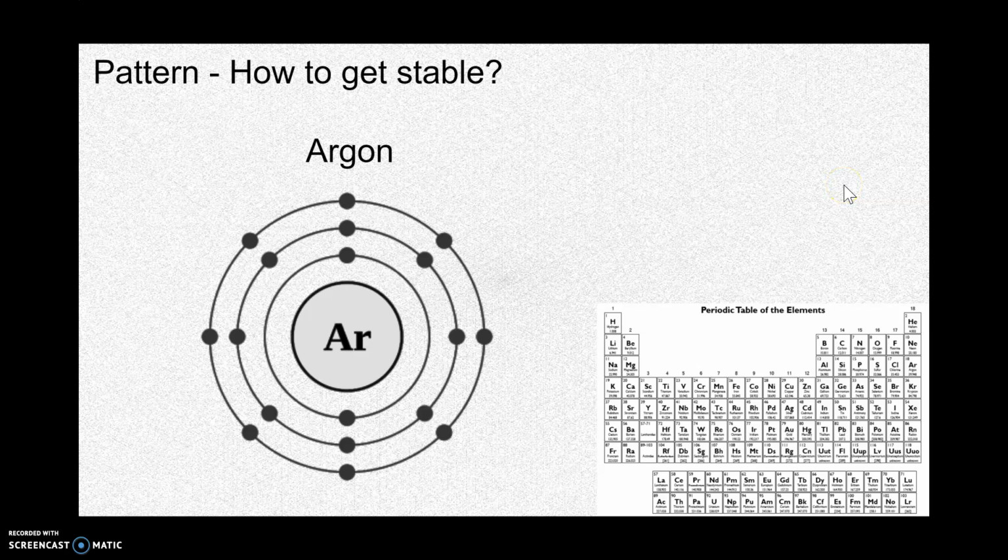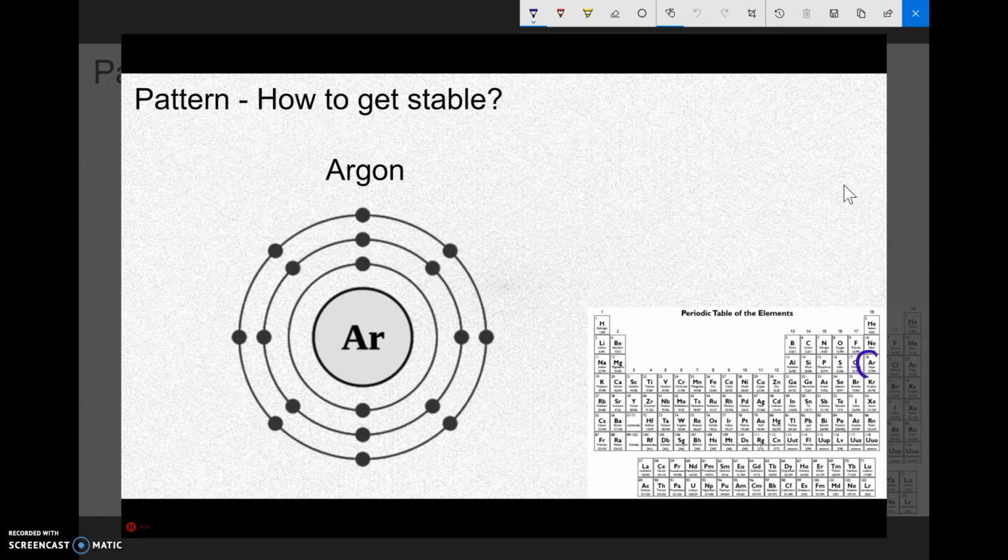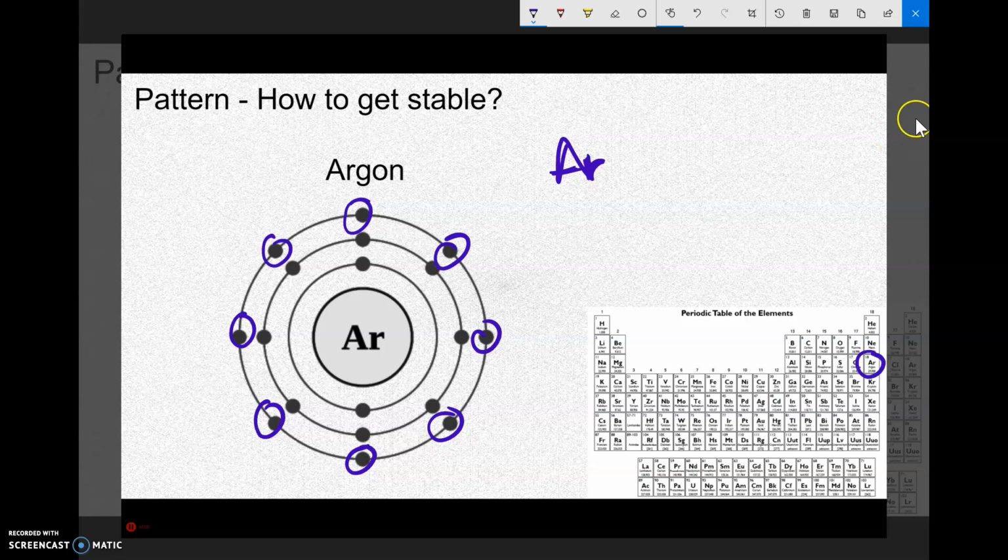Okay, last one is argon. Here's argon. It's in group 18, so it has 8 valence electrons. Let's just double check: 1, 2, 3, 4, 5, 6, 7, and 8. So argon doesn't want any more. It already has 8, so argon is just going to stay as argon. It's not going to want to lose or gain any electrons. And that's why, with noble gases, you don't see a lot of substances or compounds made from them, because they're so stable that they don't need to bond with anything.